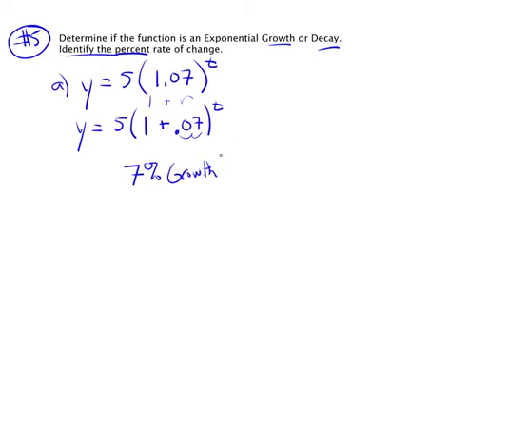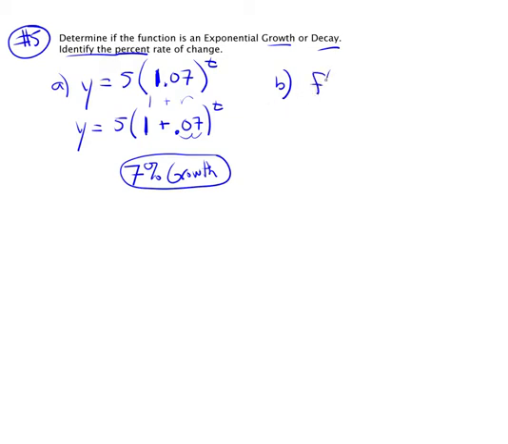Now, most people, when they see a growth, identify it much easier because it's got the 1 here for the 100%. You can see the 100% and you can see your 7% right here. When we get to decay, it's a little bit trickier.